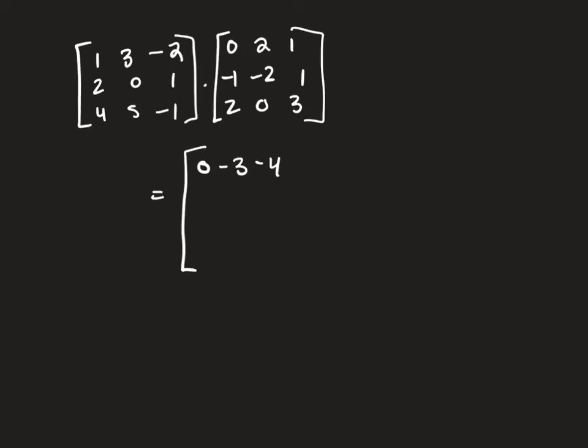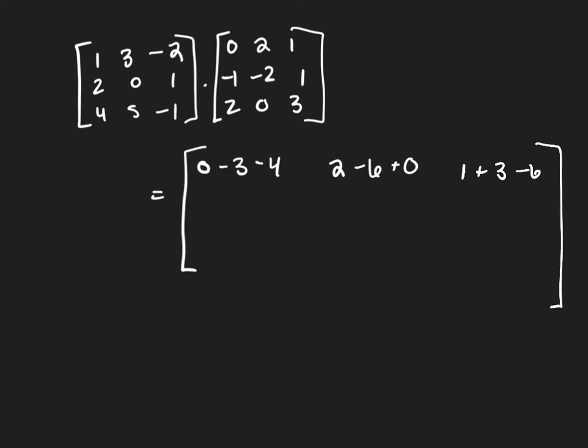Then I'm going to go across the first row down the second column. So I'm going to do 1 times 2 is 2. 3 times negative 2 is negative 6. And then negative 2 times 0 is 0. Then I'm going first row, last column. So 1 times 1 is 1. 3 times 1 is 3. Negative 2 times 3 is negative 6.